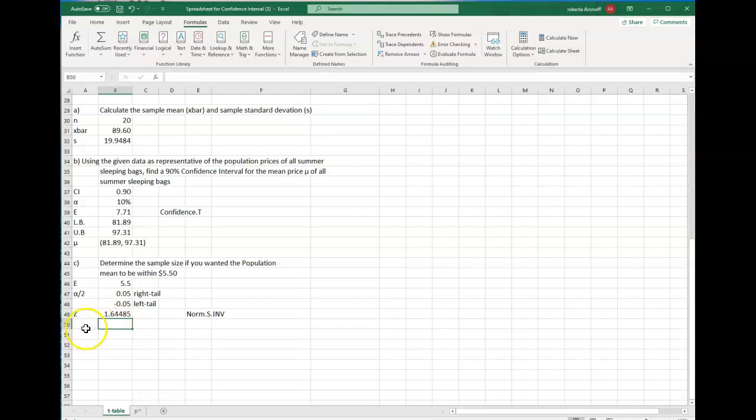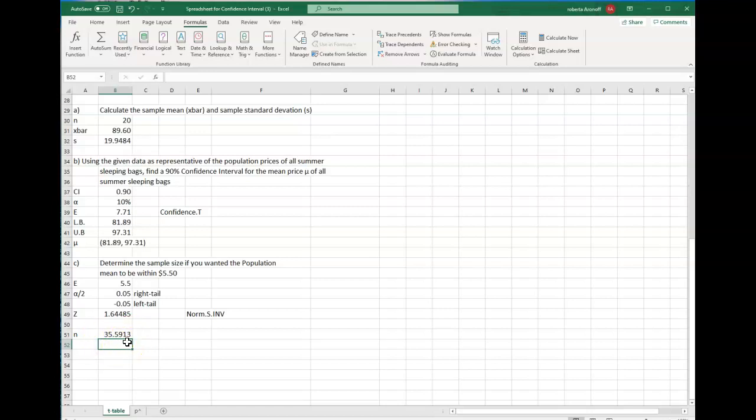All right, now we want to find the n. Now remember, the n is going to be equal to the z-score times the standard deviation, which is the $19.94, divided by the margin of error. I'm going to take this entire formula and I'm going to square the results, all right? Because we take the square of that. So we raise it to the second power, and that gives us 35 point anything.